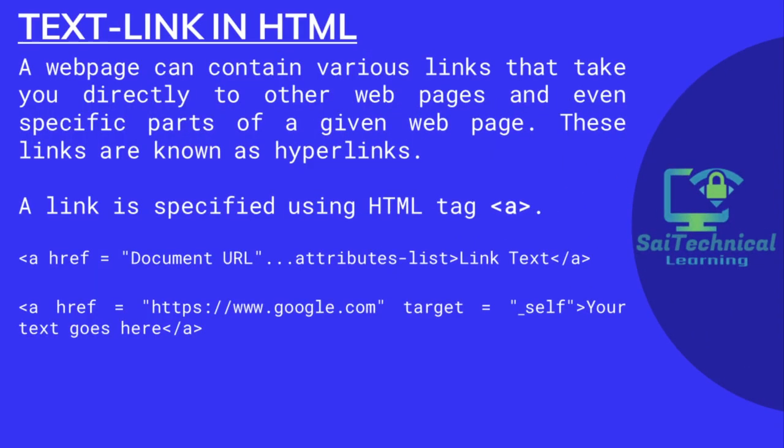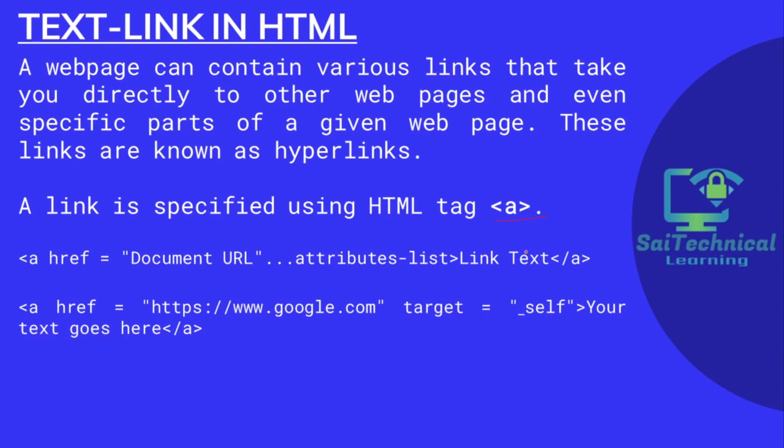So now the text link in HTML. A web page can contain various links that take you directly to another web page and even a specific part of the given web page. These links are known as hyperlinks. A hyperlink is specified using an HTML tag, the anchor tag. So here we have the anchor tag.